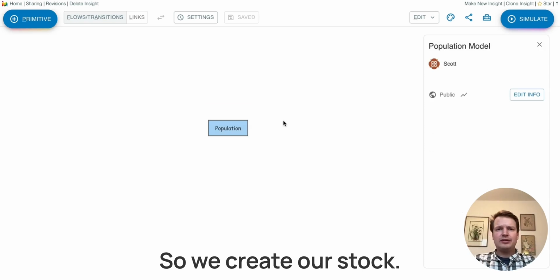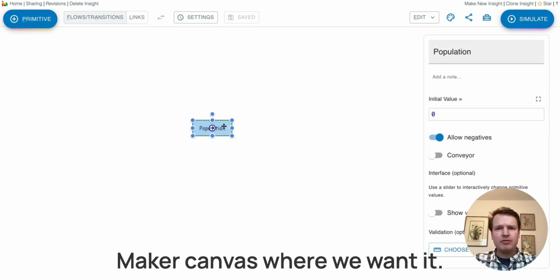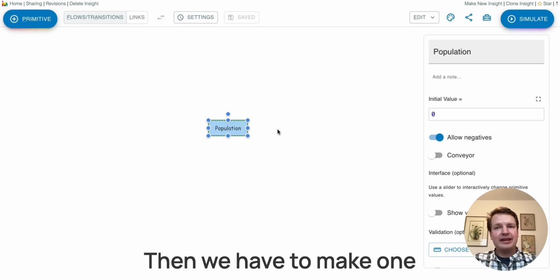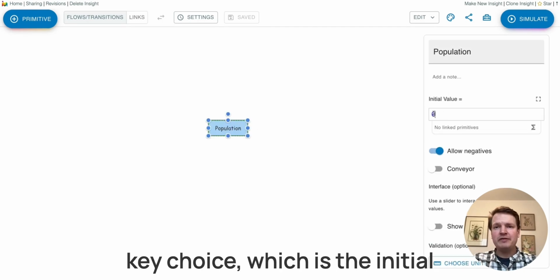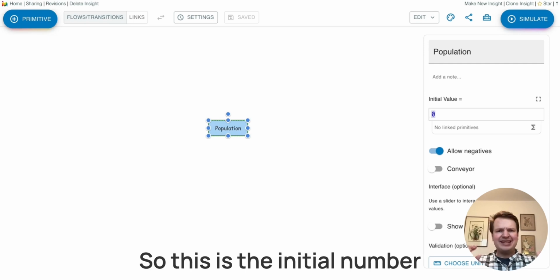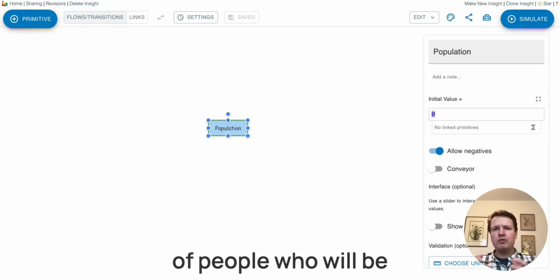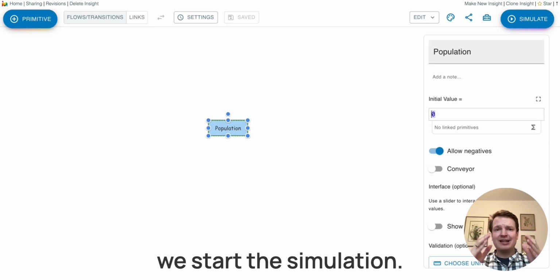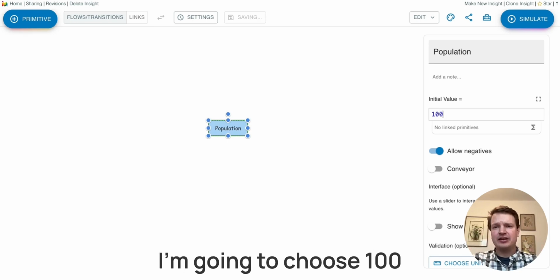So we create our stock. We can put it in our Insight Maker canvas wherever we want it. Then we have to make one key choice, which is the initial value of that population. So this is the initial number of people who will be in our population when we start the simulation. I'm going to choose 100 just to get us going.